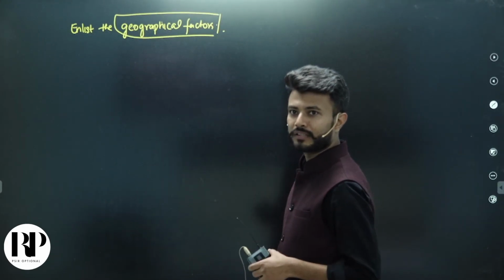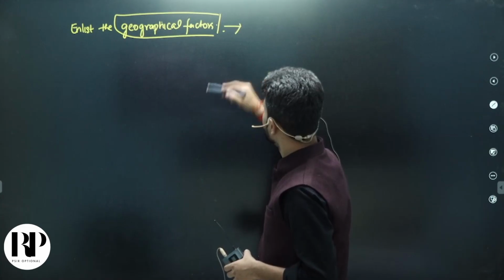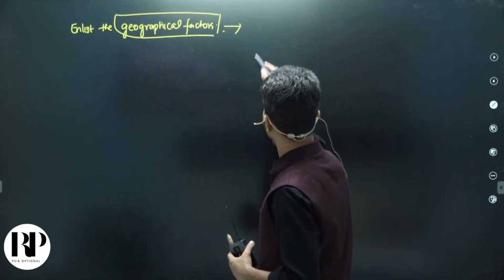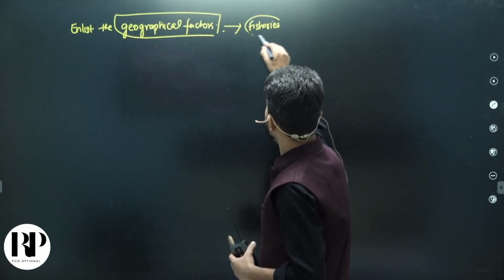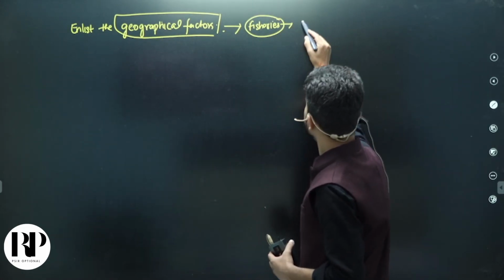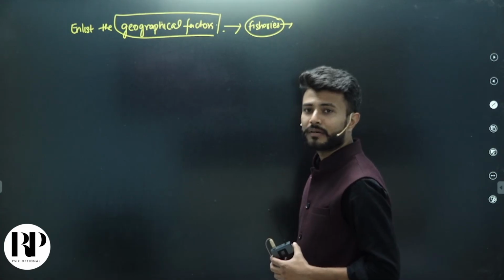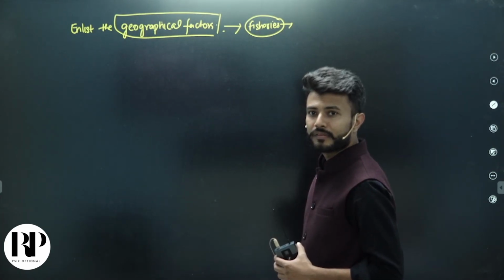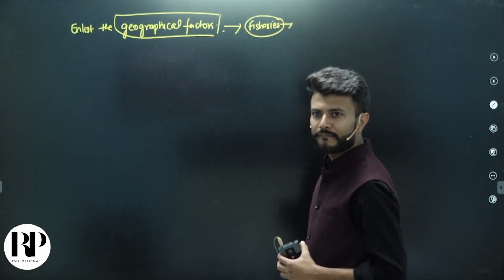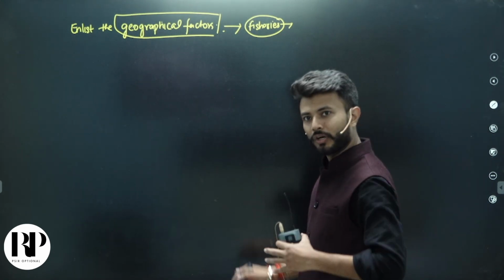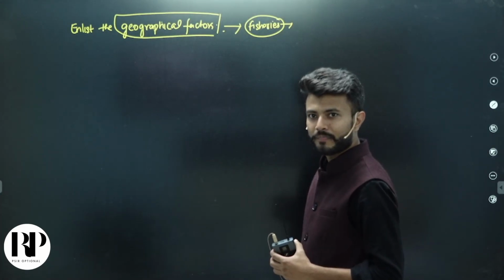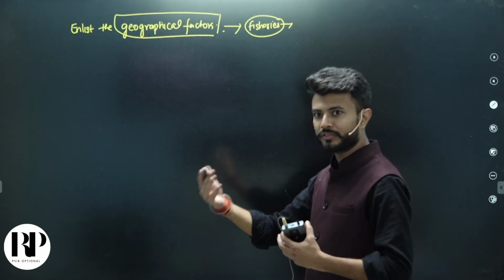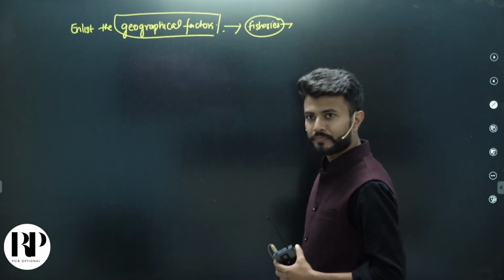Enlist the geographical factors responsible for better development of fisheries in the regions where fisheries are better developed. In which regions? East coast of India? Not in India, across the world. Sir, we have cold current and warm current mixing. Correct. So which are those regions? The Grand Banks region. Correct.